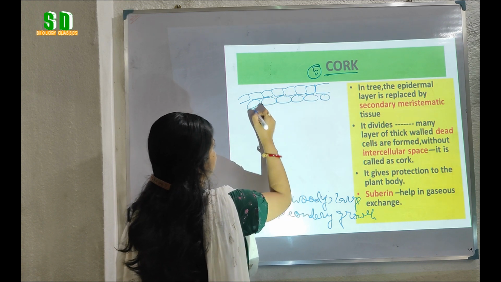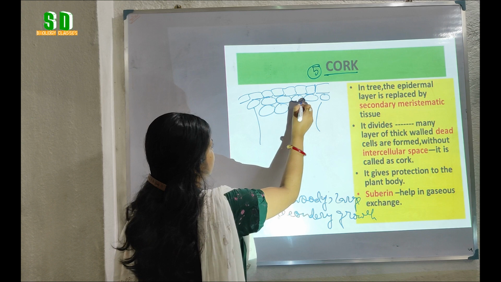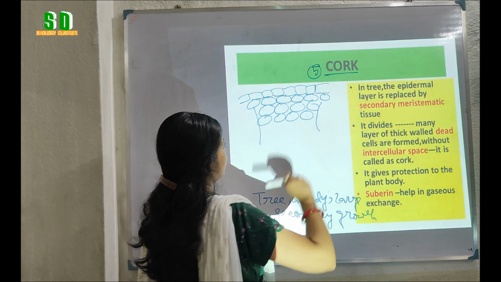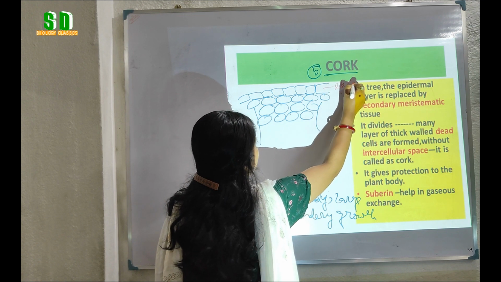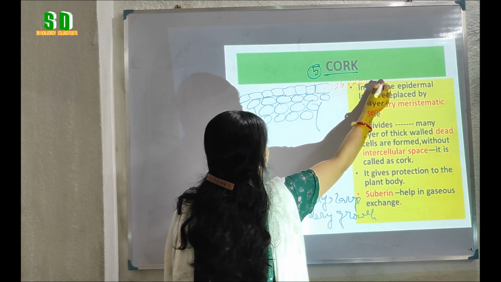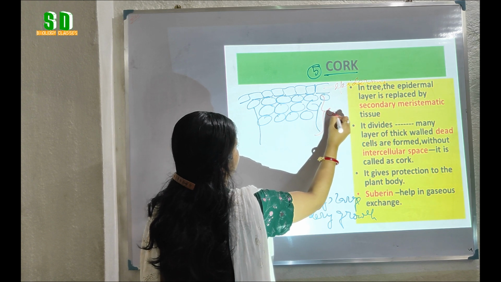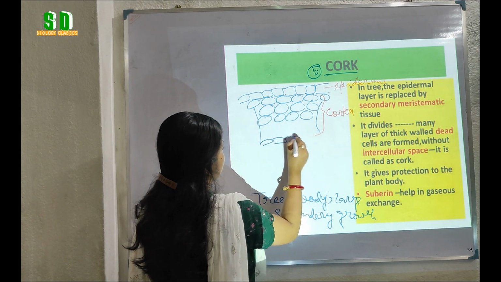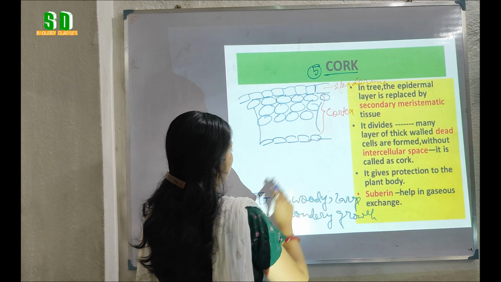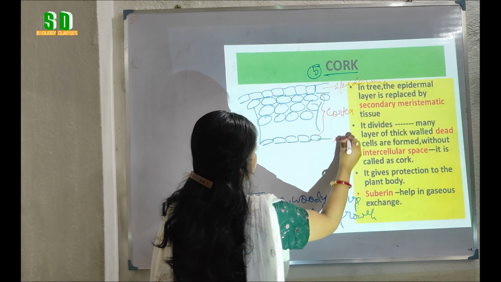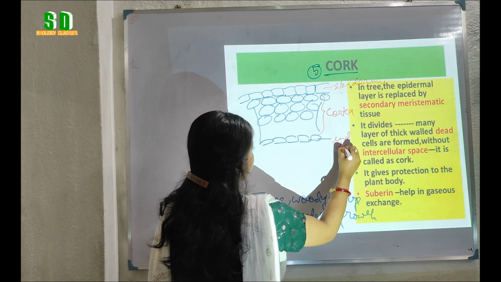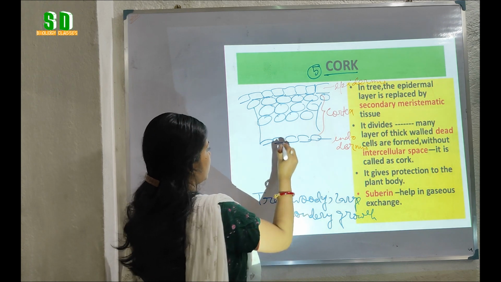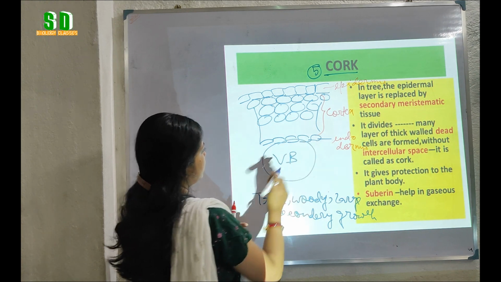The outermost layer is called the epidermis. It is called the epidermis. And the next layer is called the cortex. Inner to the cortex, another layer is present, that is called the endodermis. And then the vascular bundle is present.